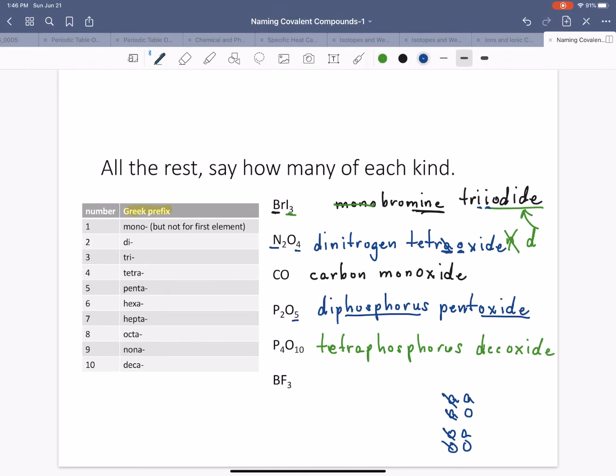Okay, the last one is an example of a covalent compound, even though that's not a non-metal. Boron is a metalloid. Boron trifluoride.